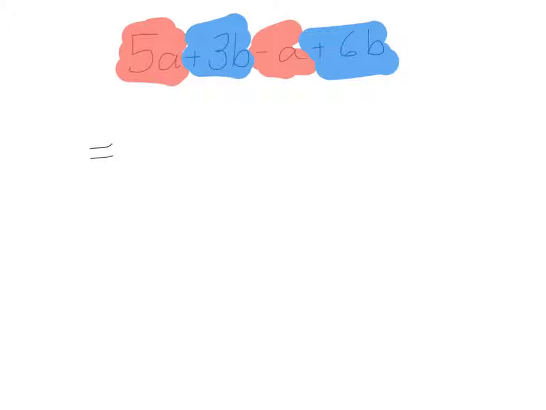So if I was to simplify this, do my A's, 5A take away A is 4A, 3B plus 6B is 9B, so plus 9B. It is this sort of thinking that I'm going to need to apply to adding and subtracting surds.